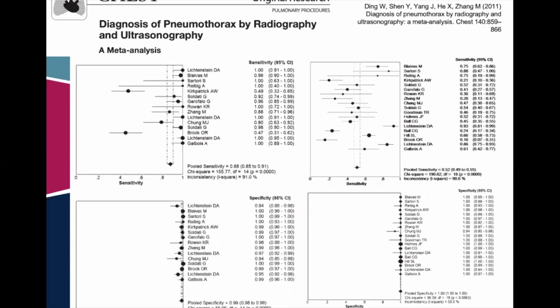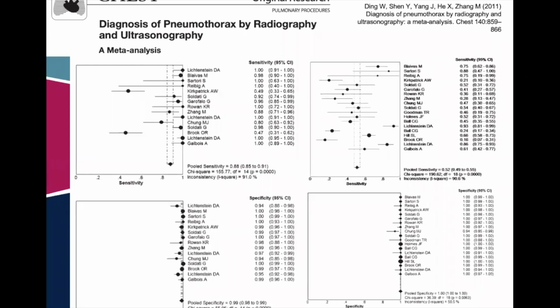So we'll start here with pneumothorax. This was a large meta-analysis from 2011 that compared lung ultrasound against chest X-ray. And it found across the board that lung ultrasound had a significantly higher sensitivity at 88%, compared to 52% for chest X-ray, with similar specificity of 99% and 100% against chest X-ray. So much more sensitive than chest X-ray for diagnosing pneumothorax, whereas it's fairly similarly specific.